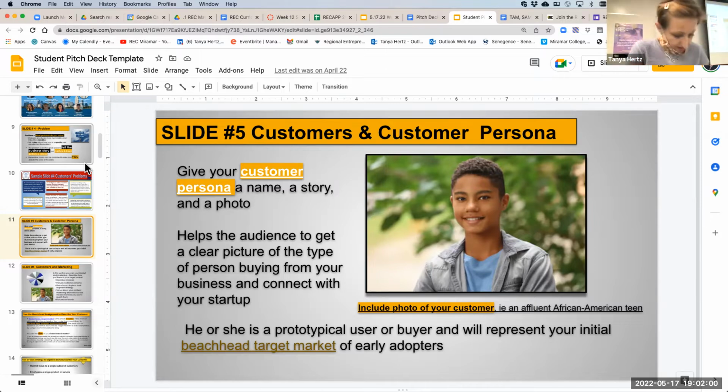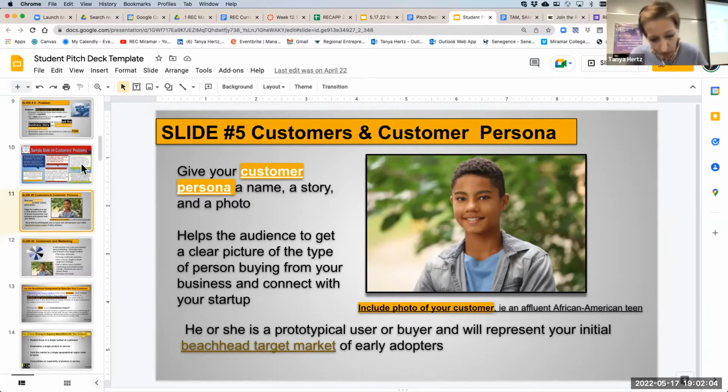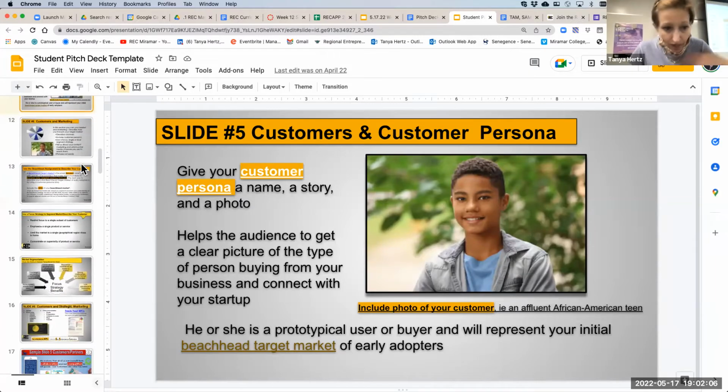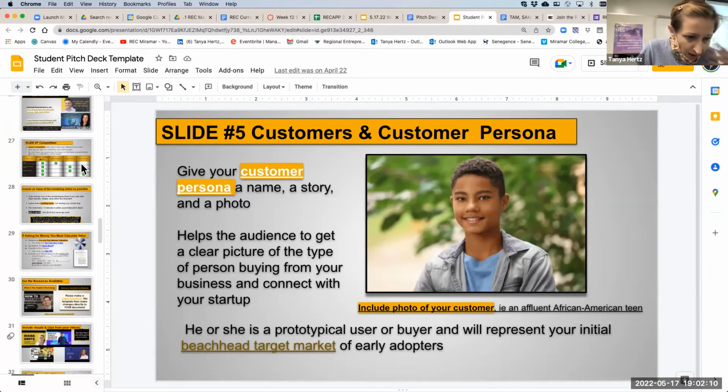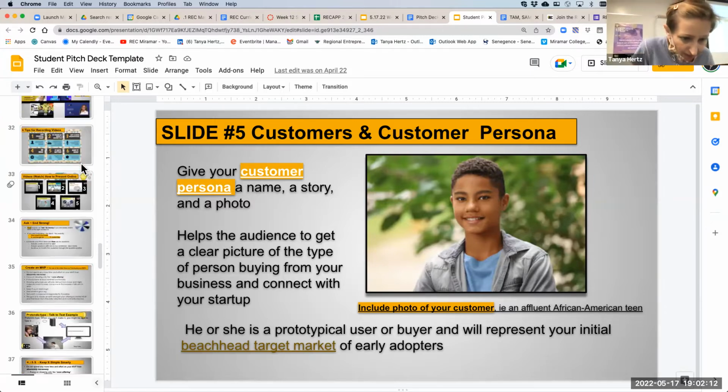So you're going to want to say, is this a man? Is this a woman? Is this somebody who's older, younger? Do they make a lot of money? Do they spend a lot of money? What do they spend their money on? And how are they buying this? How are they using this?